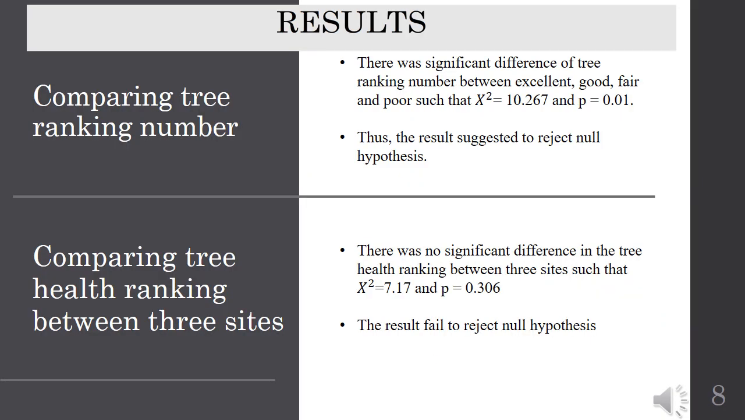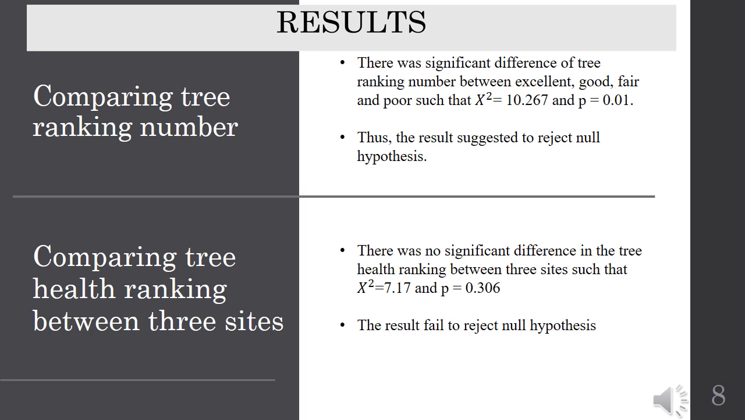For comparing tree ranking number, a chi-square test was conducted. The results show that there was a significant difference of tree ranking number between excellent, good, fair, and poor, such that x squared equals 10.267 and p equals 0.01. Thus, the results suggest to reject the null hypothesis.